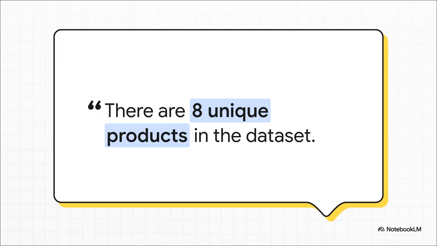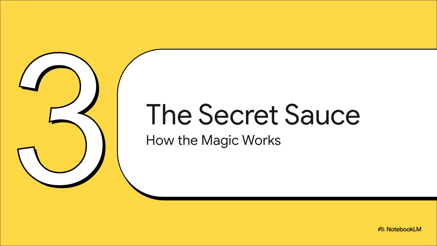It's pretty amazing. So we've seen what it does, but that just leads to the next question, right? How does it do it? What's the secret sauce that lets it write correct code for data it's never even seen before? Let's pull back the curtain.